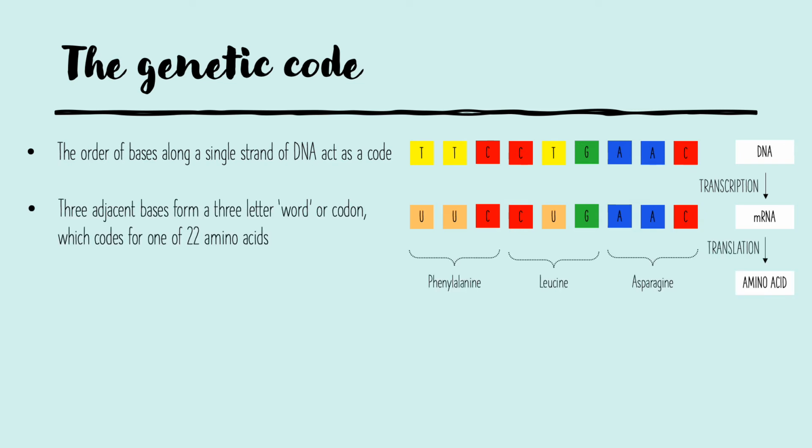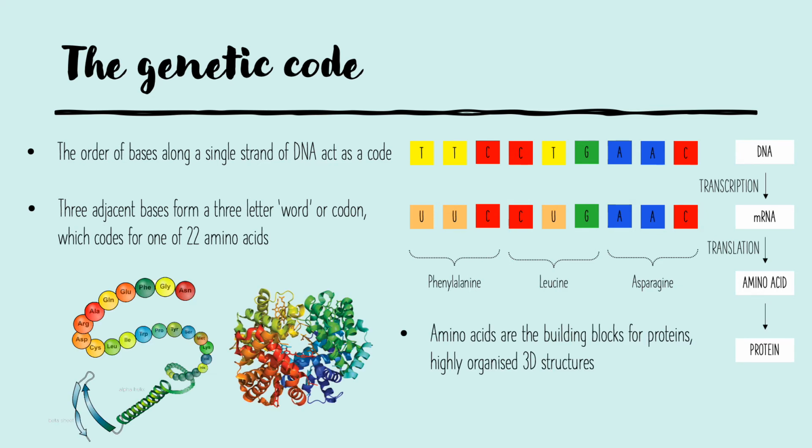3 adjacent bases are read as a 3-letter word, or codon, and code for one of 22 amino acids. These amino acids are the building blocks of our proteins and fold many times to create highly complex and organised 3D structures, which we call proteins.